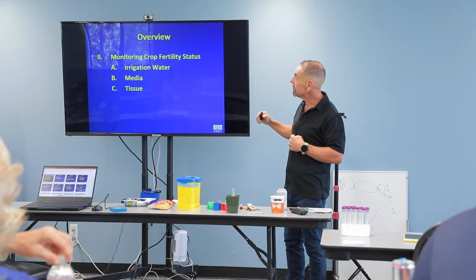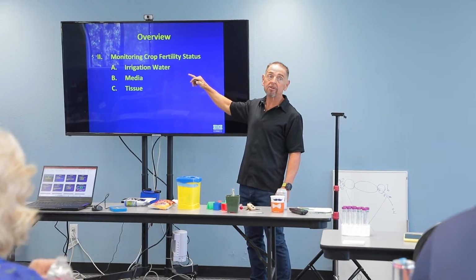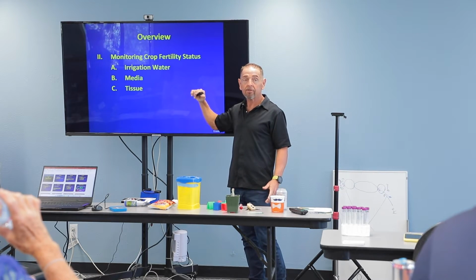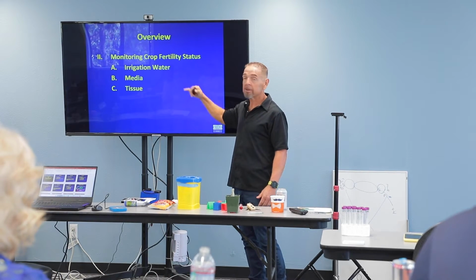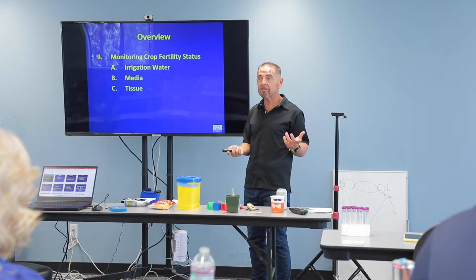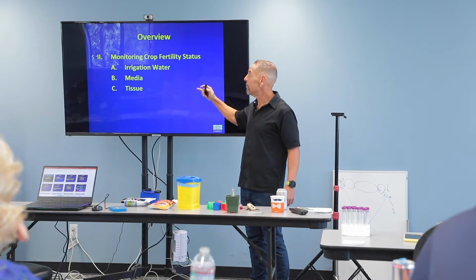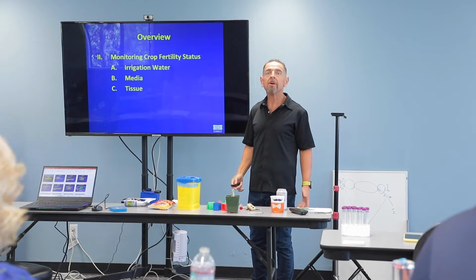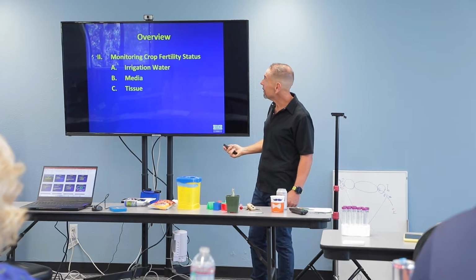So on monitoring the crop fertility status, we're going to break it down into 3 different things. We're going to talk about our irrigation water first, what to look for in the water, how to manage it, how to monitor it. And then we're going to talk about the media. We'll talk a little bit about the soils, not as much as we probably would like. I apologize for that. And then we're going to talk about tissue testing. When we have to get to that point, what do we have to do? And how do we do it?